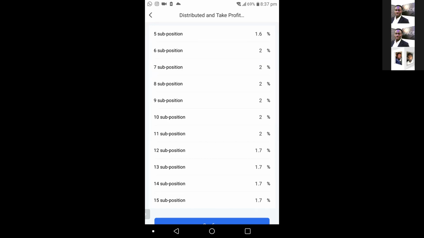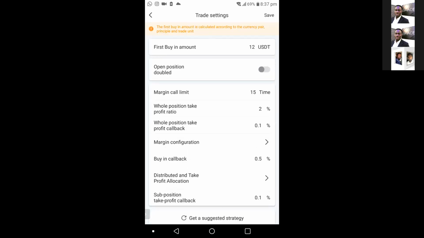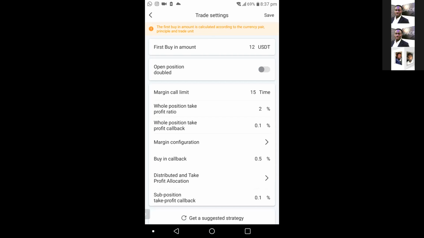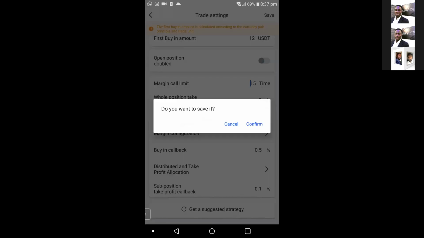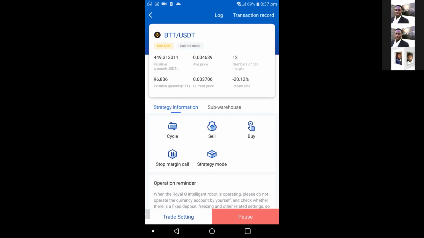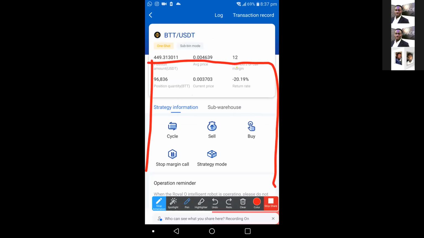I'm setting all this at 2% based on the market and my trading capital for the coin. Now, all the way to the 15th position, you can see 17%. Yeah. Now, if I come to the home page of the coin, you can see the first option here on top. Okay. You can see the first position. You can see the position amount I have on this coin.